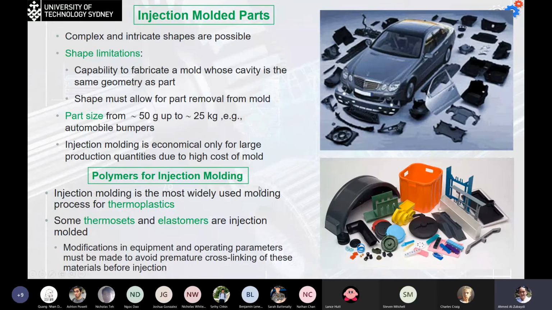The polymers we can use for injection molding are usually thermoplastics, but sometimes thermosets and elastomers can also be used in injection molding. But in that case, I need to make some modifications, so the thermoset is not going to solidify before it fills the cavities.